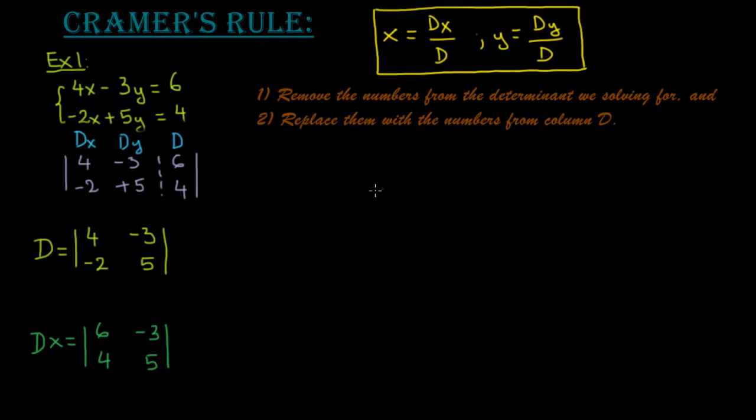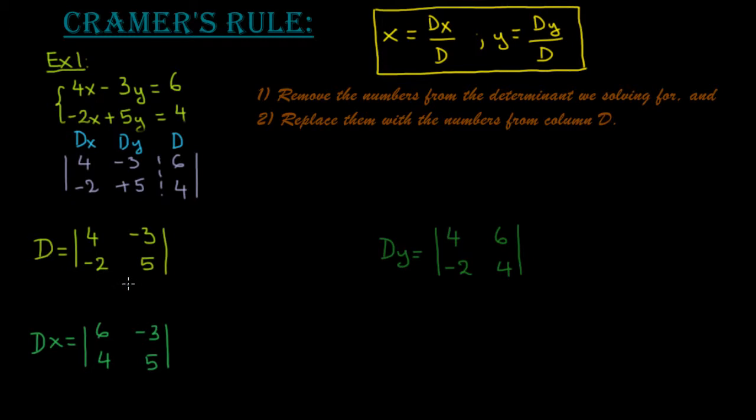Now to set up the determinant for dy, we do exactly the same thing. We cross out the column dy, then we replace that column by column D. So that will be 6 and 4 in the column dy. So this is gone, and we will have 4, negative 2, 6, 4 as the determinant for dy. So we know how to set up the determinants for d, dx, and dy. Now let's jump in and solve each of them.